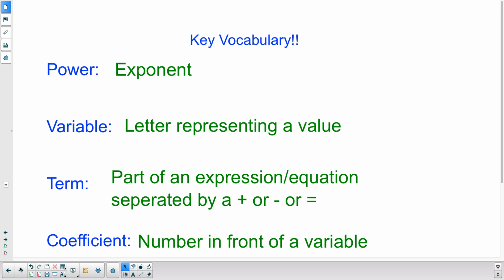A term is a part of an expression or an equation, and terms are separated by addition signs, subtraction signs, or equal signs. So if I were to write down here, in blue, 3x plus 7 equals 9, I write an equation like that, okay? 3x is a term.